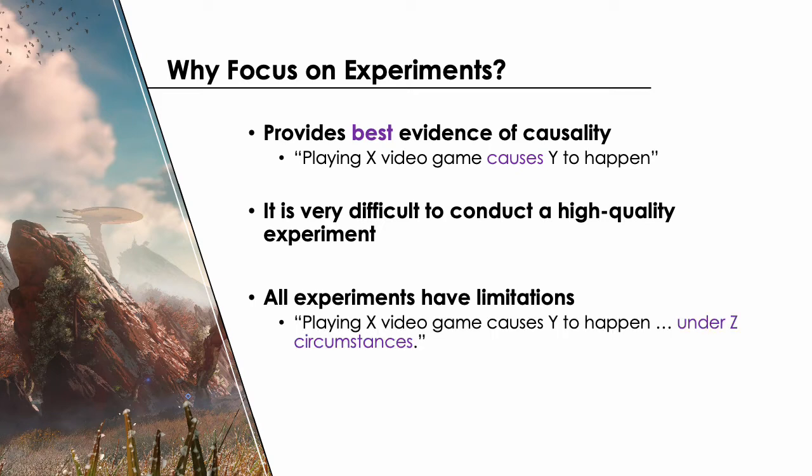So couched in these statements that we might make about, oh, we did this study, we did this experiment, and we found that playing this kind of video game caused this kind of thing to happen, implicit to that kind of statement is that it's under these specific circumstances under which we conducted this experiment, and we're not so certain that the same effect would apply in other kinds of circumstances. And so it's really important when we're looking at experimental research to really dive into what those circumstances looked like so that we can understand the type of causal claims that are derived from that kind of study.